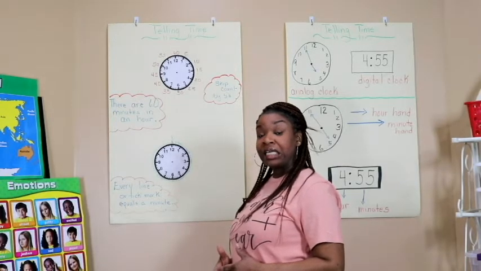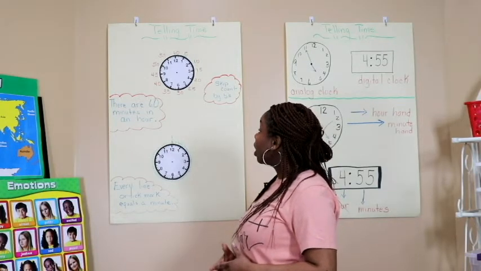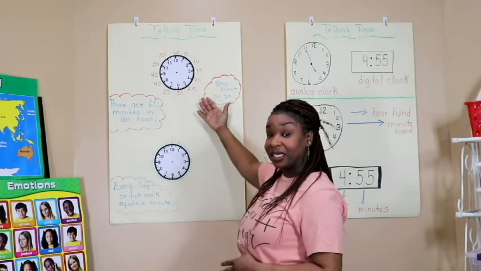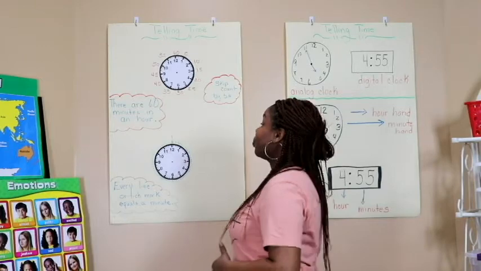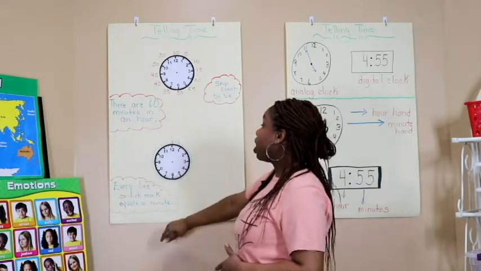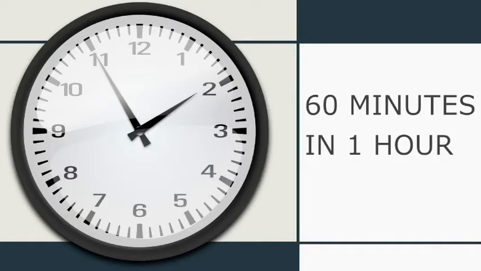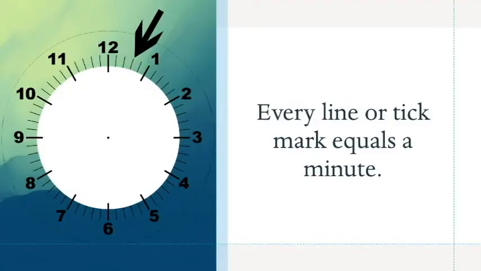Today's segment is a continuation of telling time. Today we will be talking about the minutes on a clock. Now, we already have some key points that I want to point out. When doing minutes on a clock, you can skip count by fives. There are 60 minutes in an hour. How many minutes are there in an hour? 60. And every line or tick mark equals a minute.